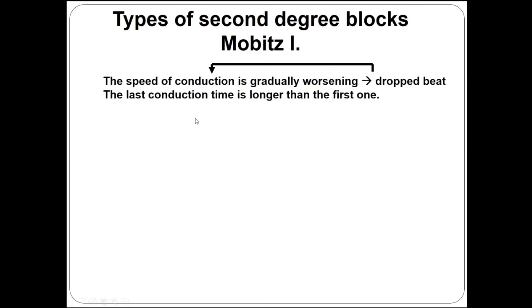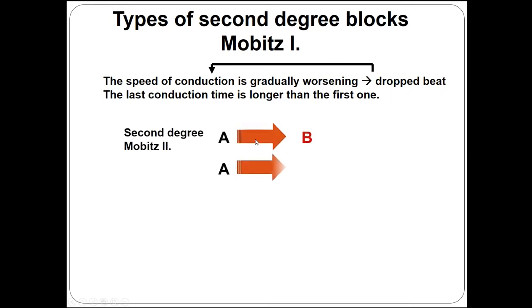Depending on the severity of the second degree blocks and the type of block, we have Mobitz type 1 and Mobitz type 2. Mobitz type 1 means that the speed of conduction is gradually worsening, and after that we have a dropped beat, and then it starts again from the beginning. So it looks like cycling back and forth. The conduction is worsening, and after dropping, there is a little rest, and then it comes again normal, slowing, dropped. So this is how it works.